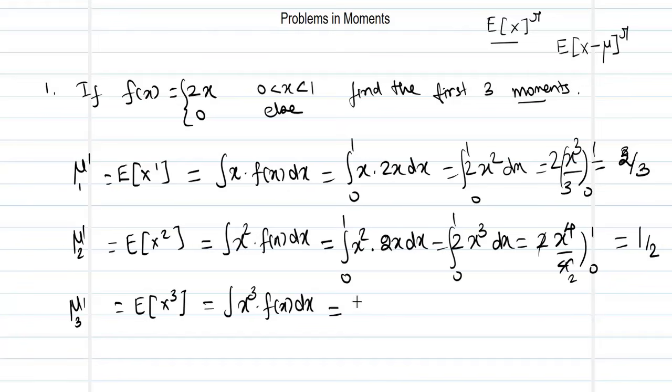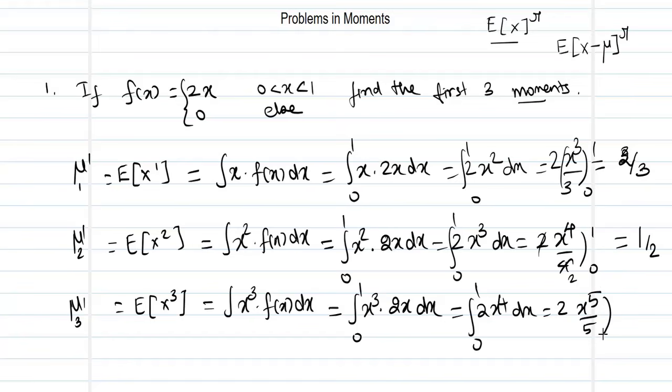So how about your third order moment? It is x cube into f of x, where f of x is replaced as 2x dx. This varies between 0 to 1. So you will have 2x to the power of 4 on integration between 0 to 1. This gives you 2 into x power 5 by 5 between the limits 0 to 1. So the final answer will be 2 by 5. Hence we have estimated the first three moments for the function f of x equal to 2x for 0 less than x less than 1.